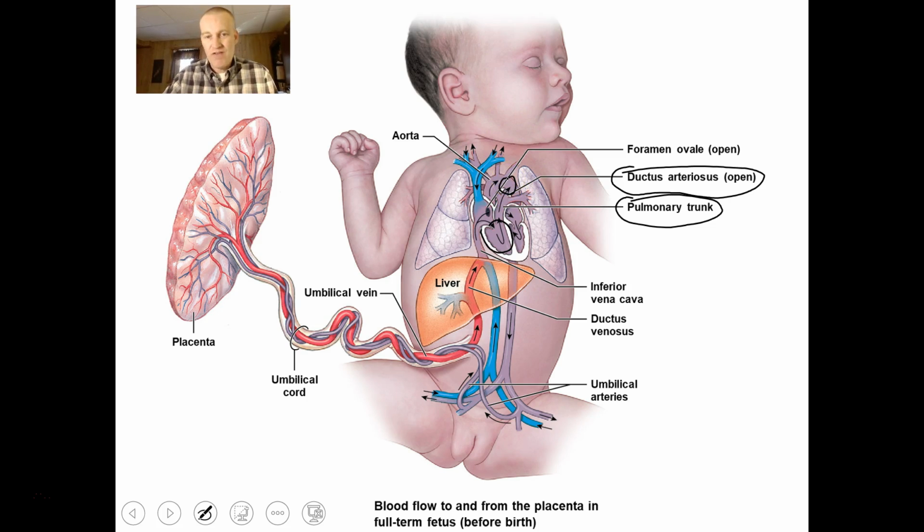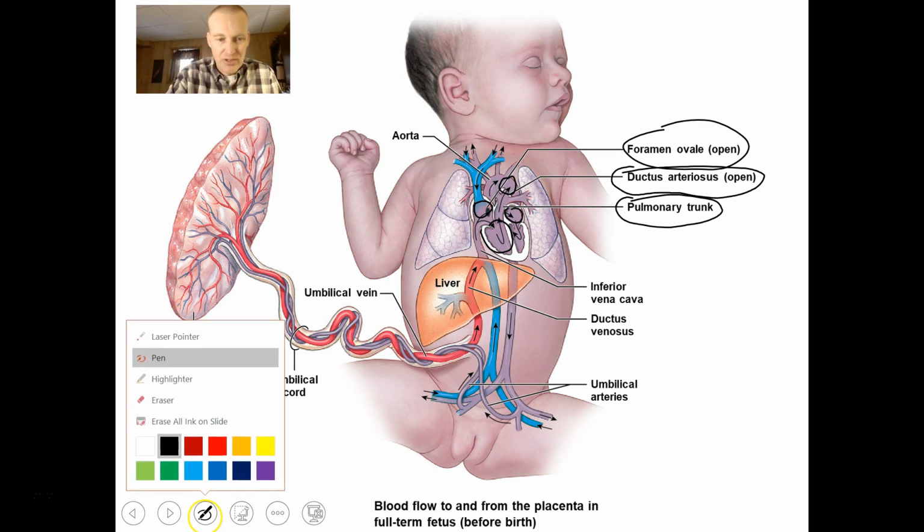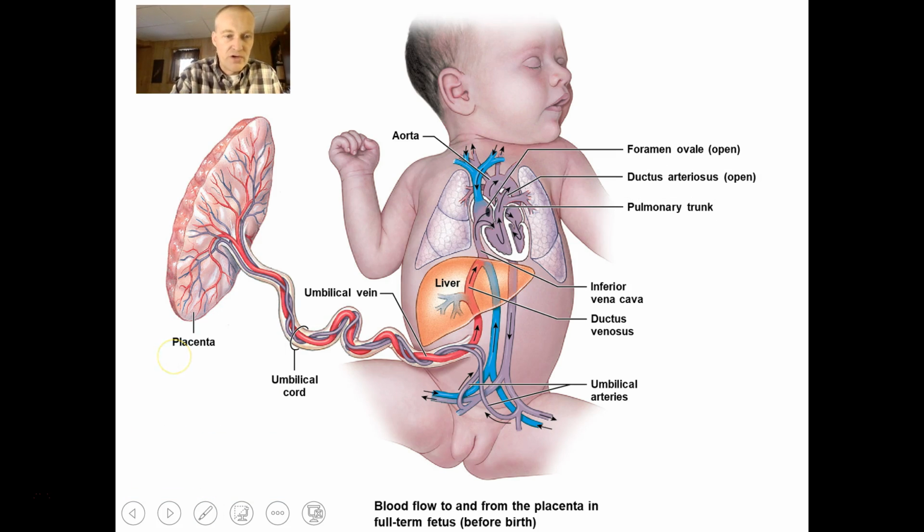So you have oxygenated blood that can flow from the right side of the heart to the left side of the heart through the foramen ovale. Then we also have blood that can go directly from the pulmonary trunk to the aorta through the ductus arteriosus, as long as it's open. That helps to bring fresh oxygenated blood to all the parts of the baby's body, thus bypassing, for the most part, sending blood to the lungs.